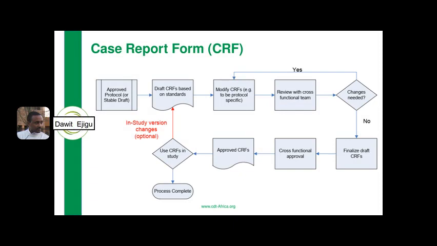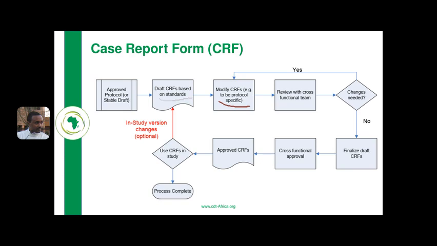So what's here in this slide is a typical CRF design workflow. Initially we'll start with the approved protocol or near final version of the protocol. And from that protocol, we draft the CRFs based on standards. As standards, we can have templates or we can have standard operating procedures. And then we're going to modify the draft to reflect the specific protocol needs.